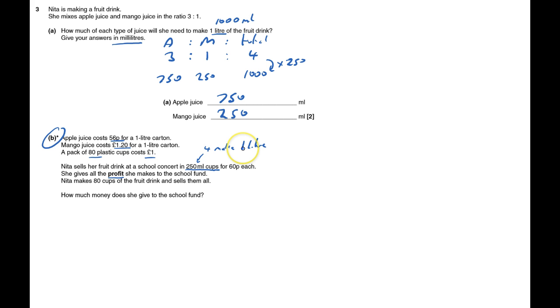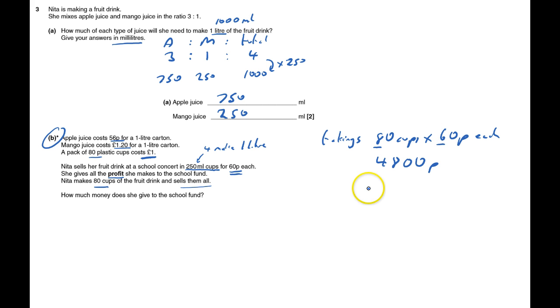She gives all the profit she makes to the school fund. That's nice. And she makes 80 cups. Well, that's useful because 80 cups cost £1 and she sells them all. How much money does she give to the school fund? Well, let's see what her takings are to start off with. Takings. She sells 80 cups and she sells them for 60p each. So times that by 60p each. If I'm doing that, 8 times 6 is 48, and then add the 2 zeros, 4,800, and that's pence. If I want it in pounds, divide by 100, that's £48 her takings.